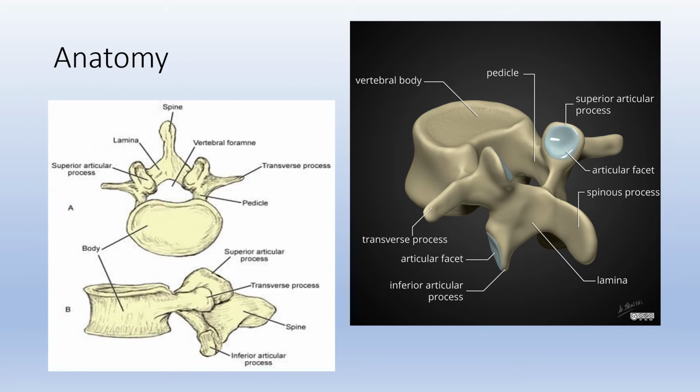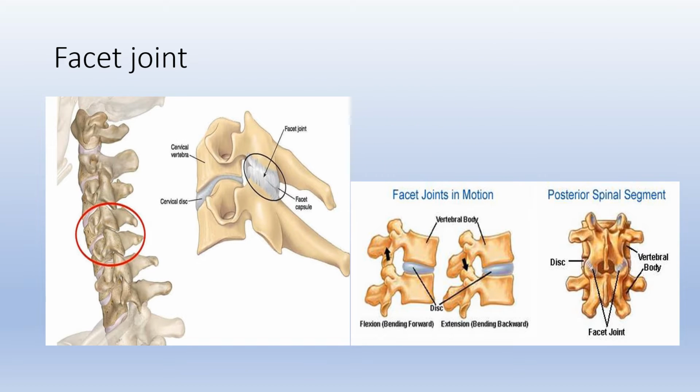So, this is the anatomy of the vertebra, and we can see here this is the vertebra, and this is the vertebral foramen, and this is the superior articular process, and this is the inferior articular process, transverse process, and spinous process. So these are the facet joints, and this foramen is the intervertebral foramen. We can see here also, and this is the intervertebral disc.